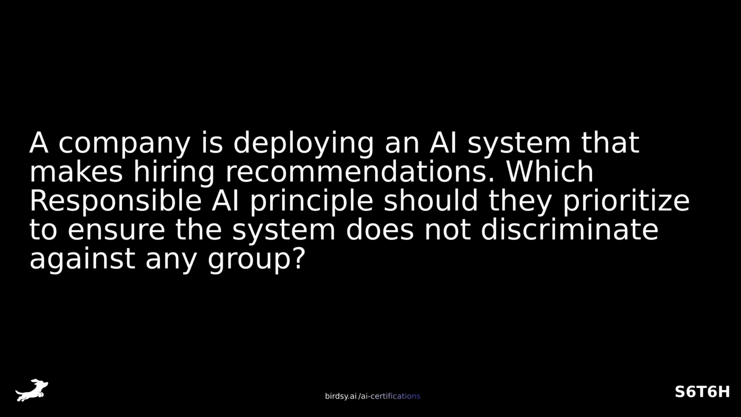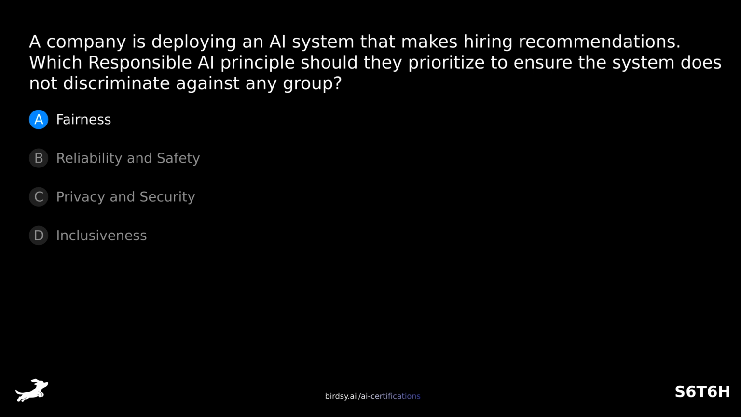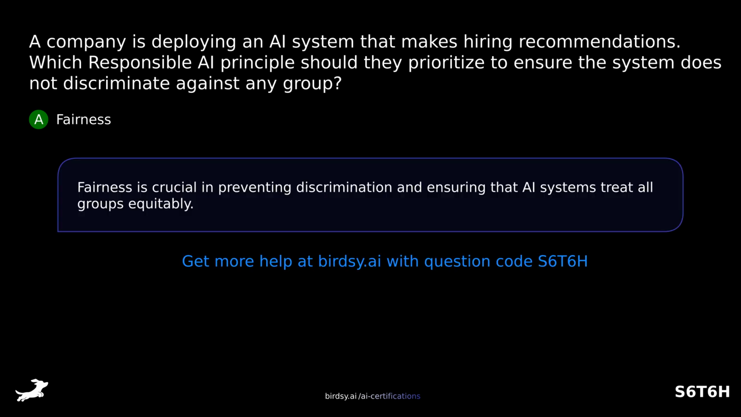A company is deploying an AI system that makes hiring recommendations. Which responsible AI principle should they prioritize to ensure the system does not discriminate against any group? Is it A, fairness? B, reliability and safety? C, privacy and security? Or D, inclusiveness? The answer is A, fairness. Fairness is crucial in preventing discrimination and ensuring that AI systems treat all groups equitably.